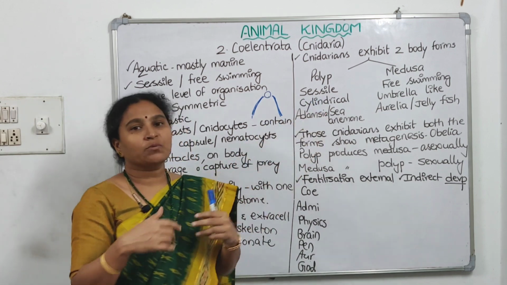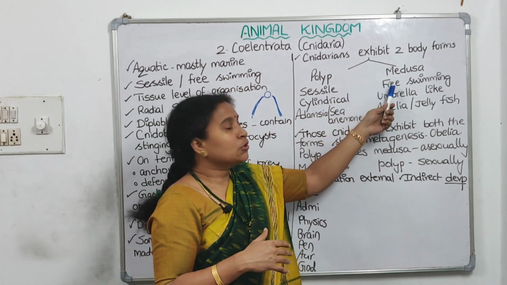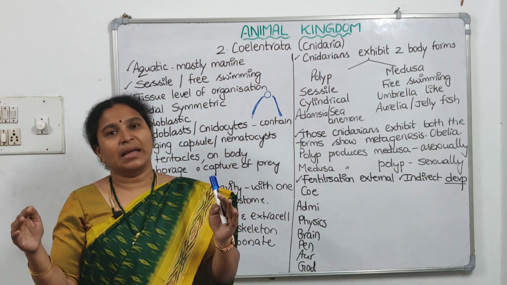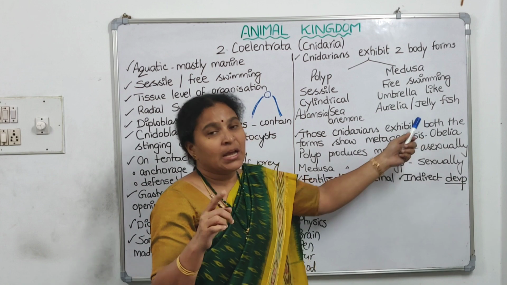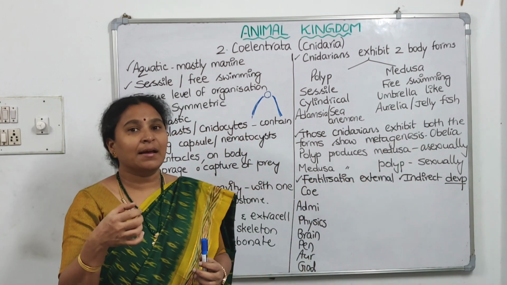Whereas medusa, it swims, means they are free swimming. So the free swimming shape will be umbrella like. An example for free swimming is Aurelia, its common name is jellyfish. And for the one which is sessile, in NCERT they have given two pictures.